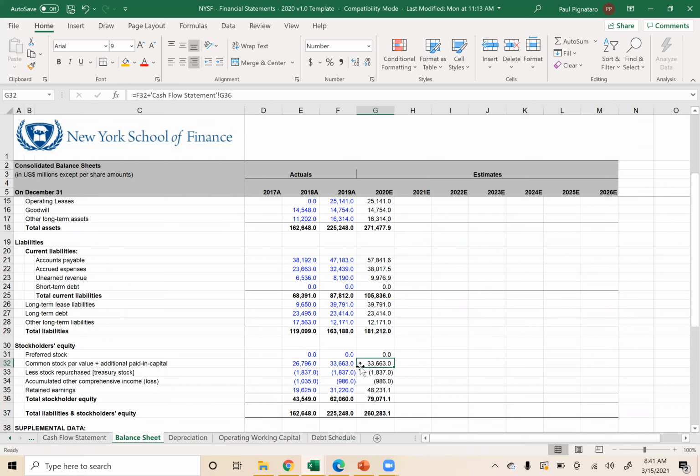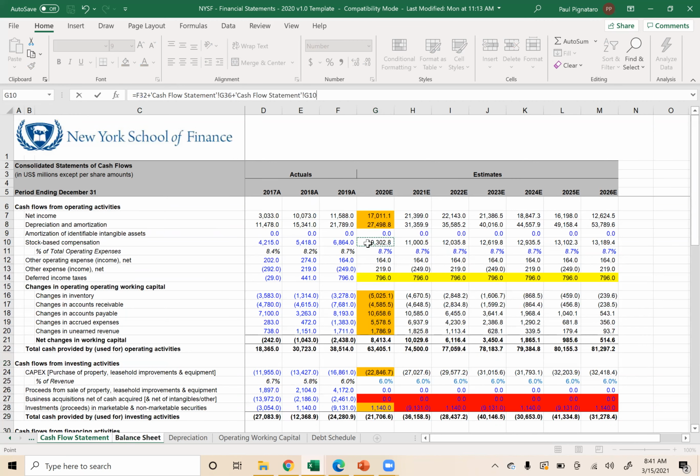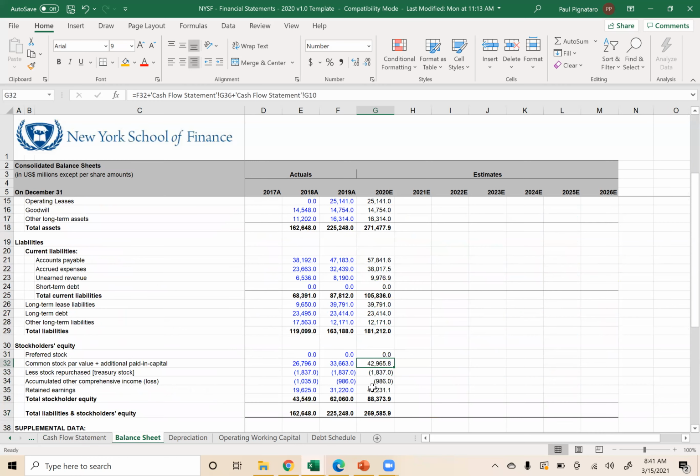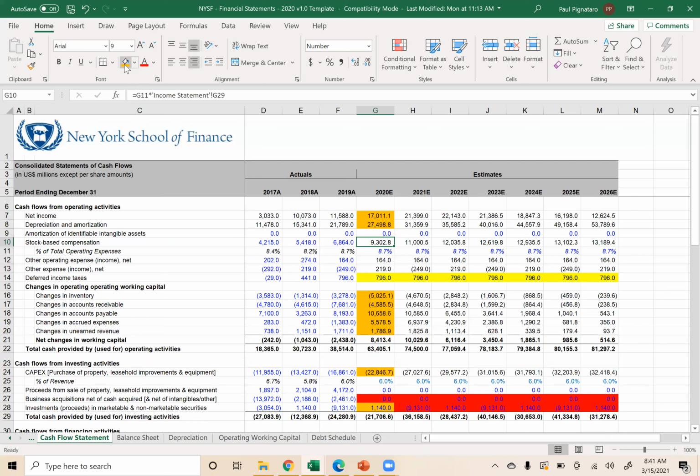Right now we have common stock equal to the year before plus issuance of common stock. We're going to also add your stock-based compensation. Okay, that helps. That gets us closer. Mark that off.